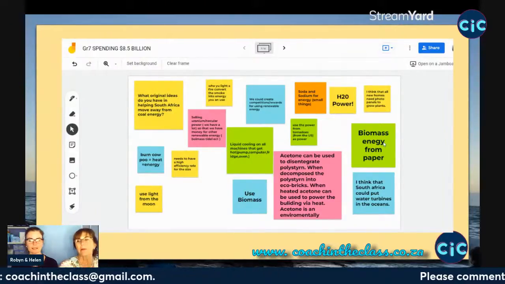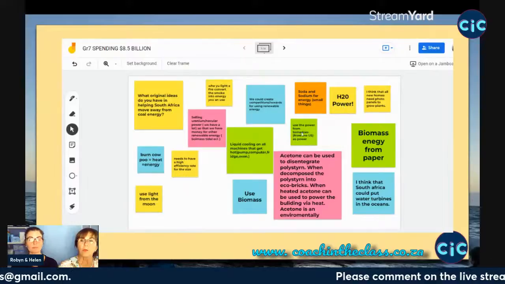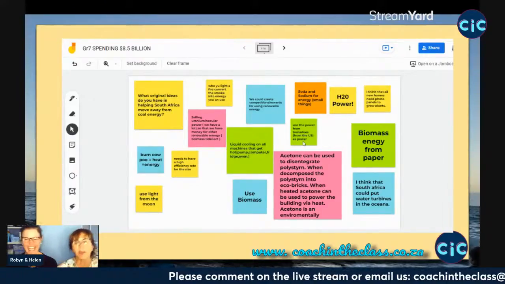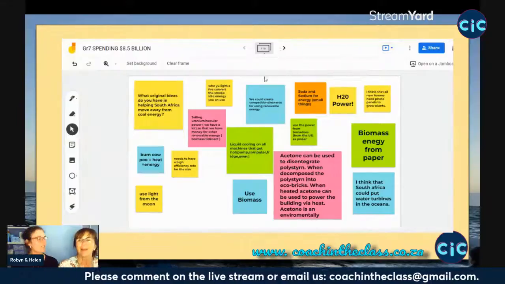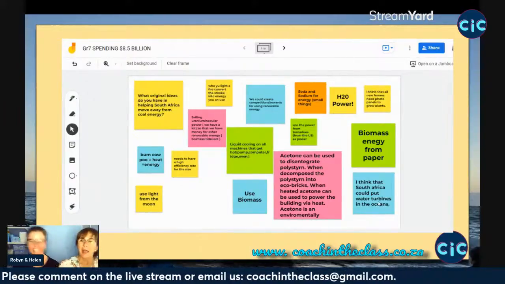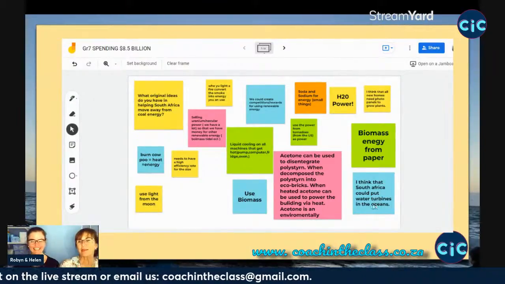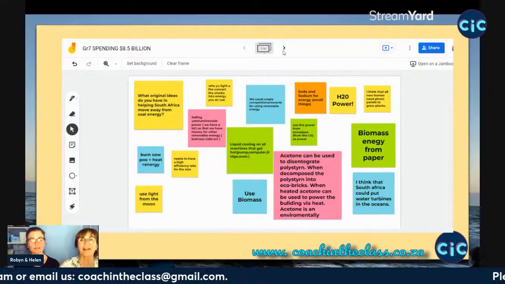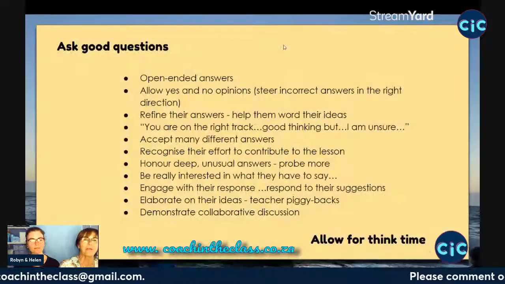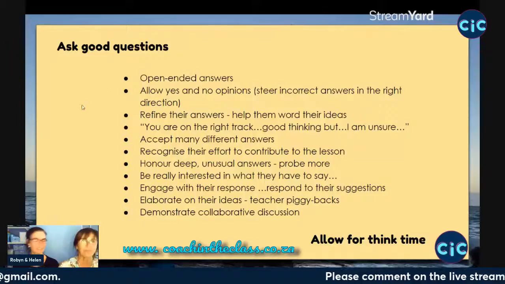Biomass, and we don't worry about spelling, okay? Water power, use power from tornadoes. Hello, you need new glasses, Helen. I think South Africans should put water turbines into oceans. Wow, I like that. And I try to go to different pages.